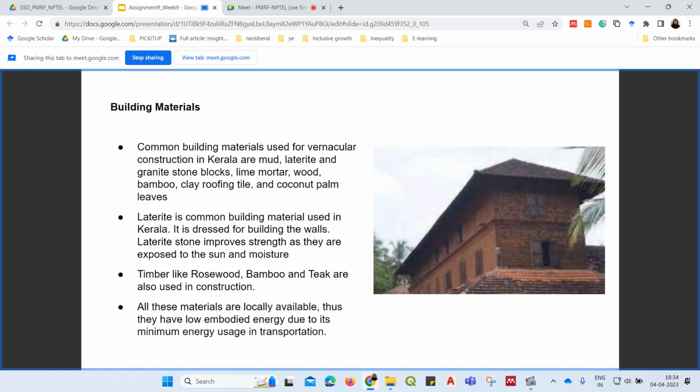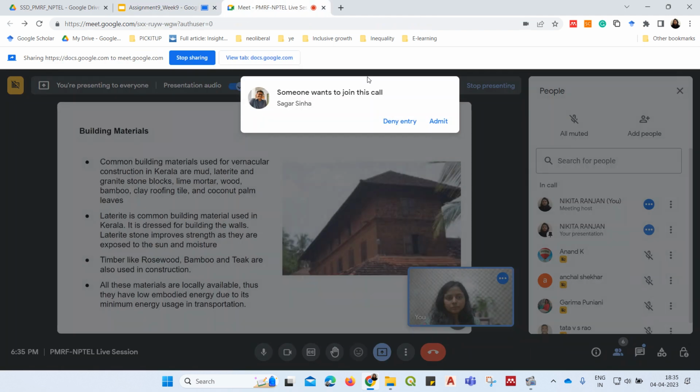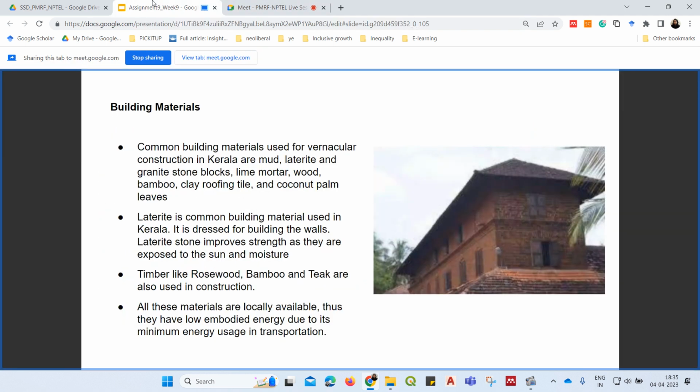Laterite is a common building material which is used in Kerala. It is dressed for building the walls, and it improves the strength of the building as it is exposed to the sun and moisture over time. Timber like rosewood, bamboo, and teak are also used in construction of these buildings, and all these materials are locally available, and thus they have a low embodied energy, due to the minimum energy that is used in transportation.